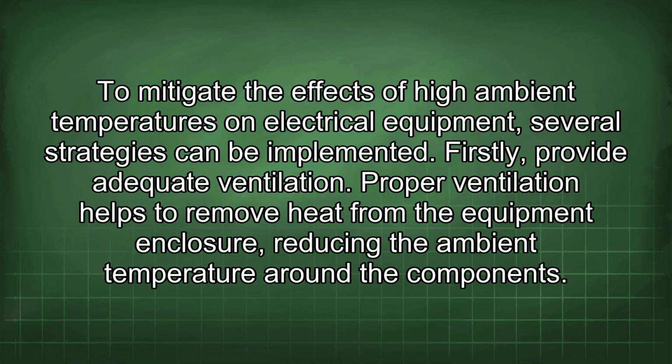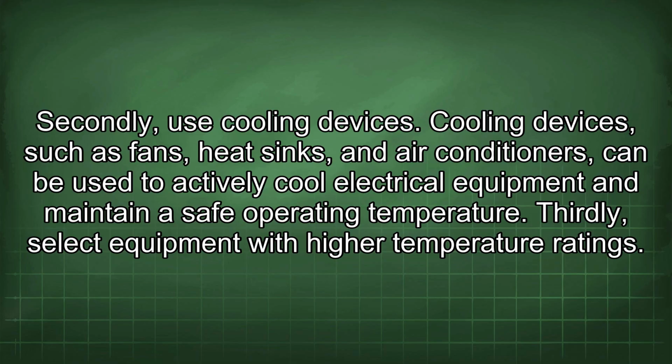To mitigate the effects of high ambient temperatures on electrical equipment, several strategies can be implemented. Firstly, provide adequate ventilation. Proper ventilation helps to remove heat from the equipment enclosure, reducing the ambient temperature around the component. Secondly, use cooling devices. Cooling devices, such as fans, heat sinks, and air conditioners, can be used to actively cool electrical equipment and maintain a safe operating temperature. Thirdly, select equipment with high temperature ratings.